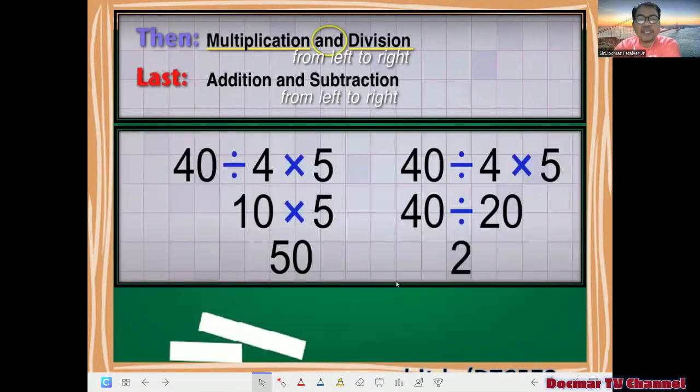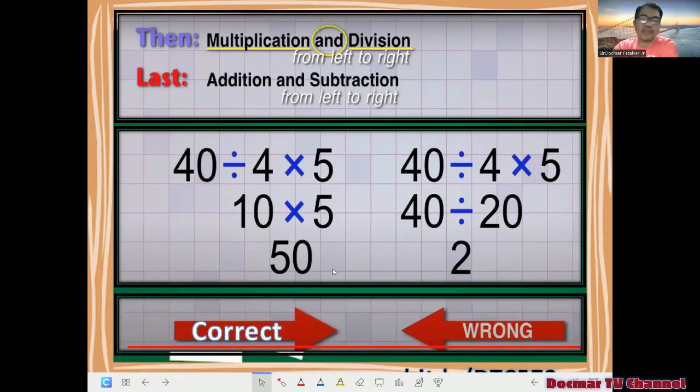For example, 40 divided by 4 times 5. We divide first, 10 times 5, then 50. So 40 divided by 4 is, of course, times 5. If we do 4 times 5 first, that gives you 20. So 40 divided by 20 is 2, while 10 times 5 equals 50. But we have to remember the rule. The correct rule is from left to right. So we divide first to get 10, then multiply by 5, so 50. This is the wrong order of operation. This is the correct order of operation.